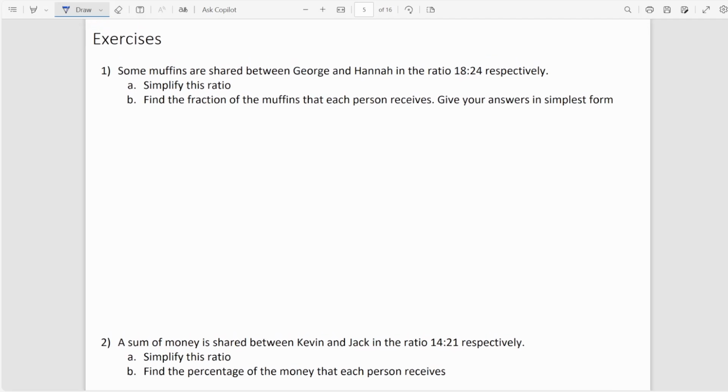Okay, now you should try to solve these exercises on your own and then check the answer. I'm going to solve them really quickly now. So firstly, part A, simplify this ratio. So we have some muffins shared between George and Hannah in the ratio 18 to 24. I will go ahead and write the ratio. And now we want to simplify this ratio. So the highest common factor among those two numbers is 6. So we'll divide both sides by 6. We get 3 and 4. Like I've said before, if you're unsure what's the highest common factor, you can always just plug on the calculator 18 over 24. This will give you 3 over 4.